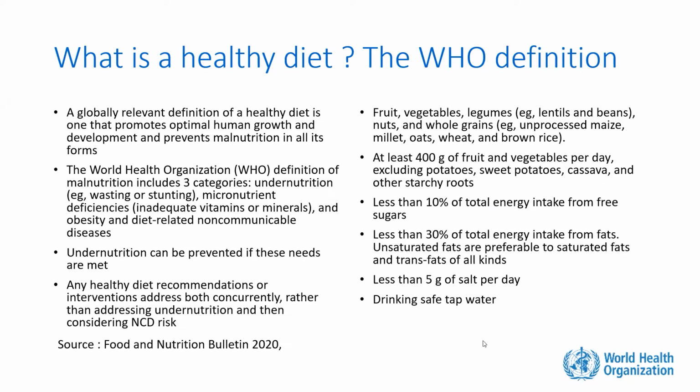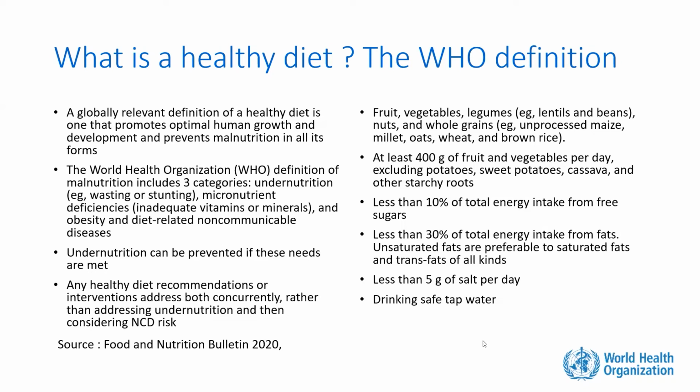Even the Sustainable Development Goals speak about all forms of malnutrition. We include, let's say, three groups of malnutrition. The first one is undernutrition, so wasting, stunting. The second one is inadequate levels of vitamins and minerals, so micronutrient deficiencies. And the third one is obesity, with its comorbidities and its outcome in diet-related non-communicable diseases.